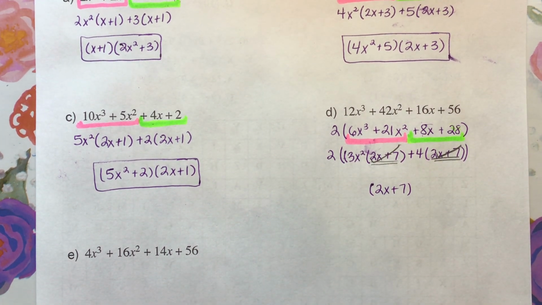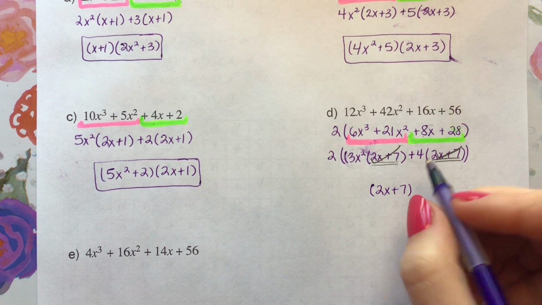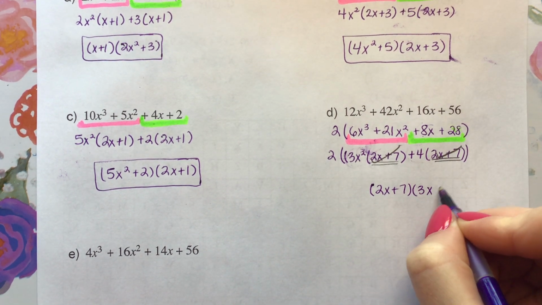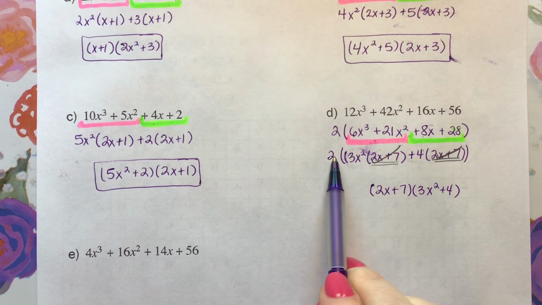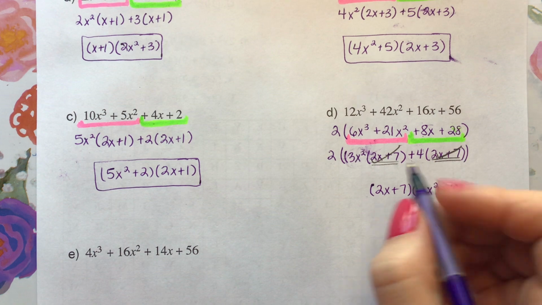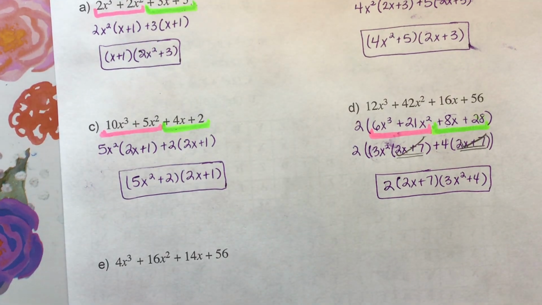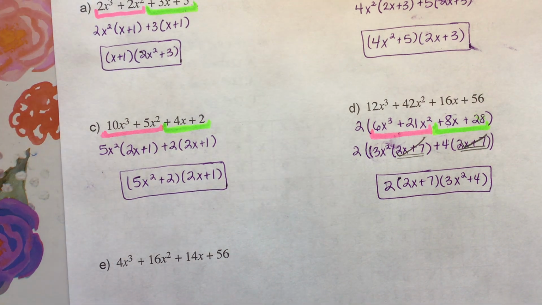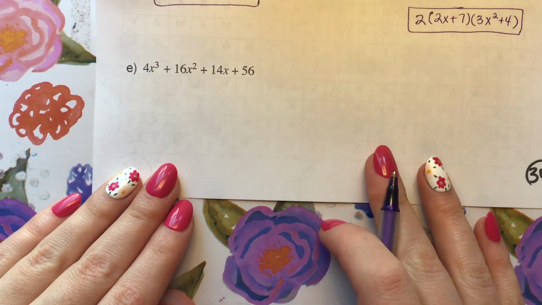What did I not factor out yet? Well, I still have this 3x squared and that plus 4. So I'm going to carry that down as well. 3x squared plus 4. So we took care of those. Now I have this 2 that I need to bring down up front as well. And there's your solution. We've got one more like that where we're going to pull a GCF out, and then that'll be all for today's notes.